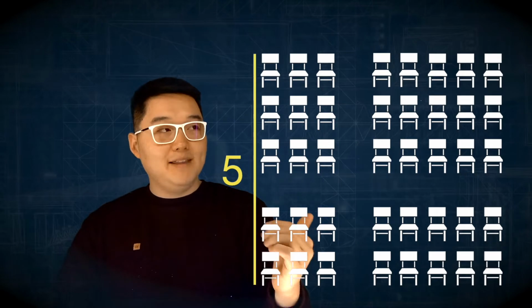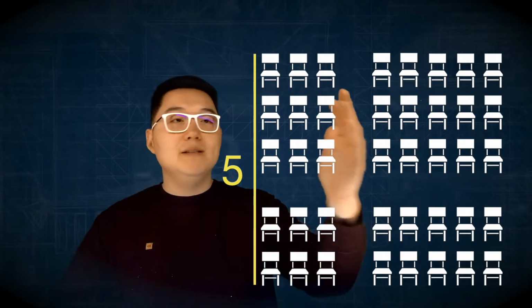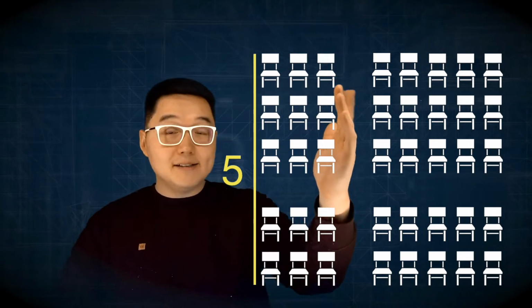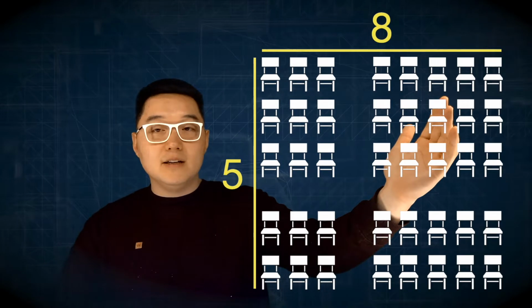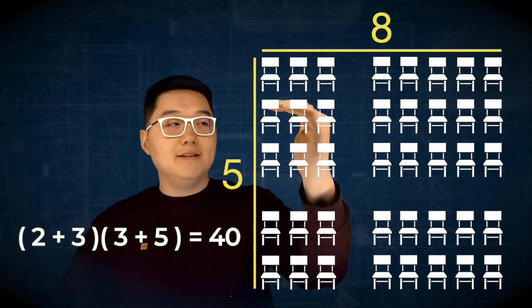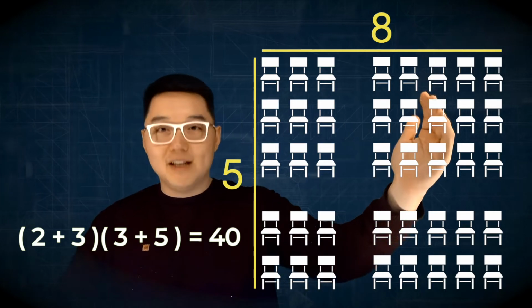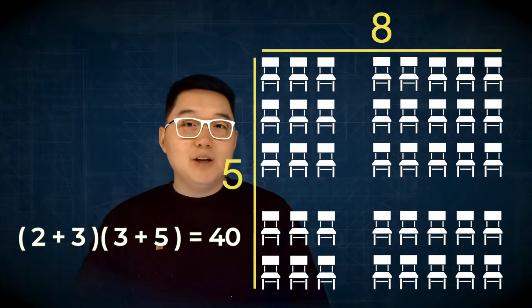We are going to multiply that by the total number of columns. In this diagram, we see 3 columns plus 5 more. So that gives us a total of 8 columns. So now the total number of chairs must be 5 times 8, which gives us again 40 total chairs. So when we multiply 2 polynomials, we're going to be essentially doing the exact same thing.